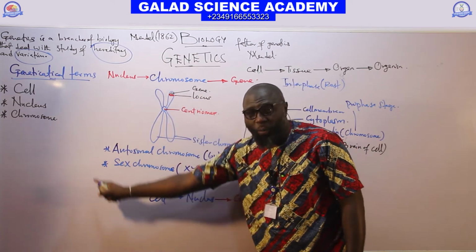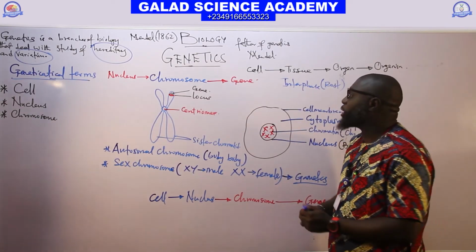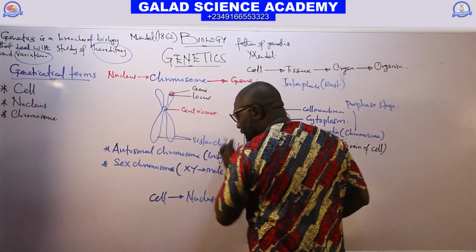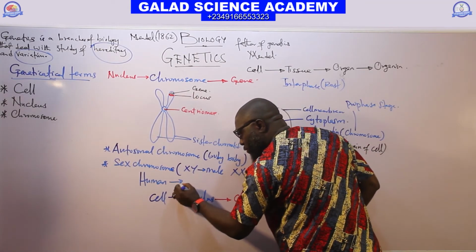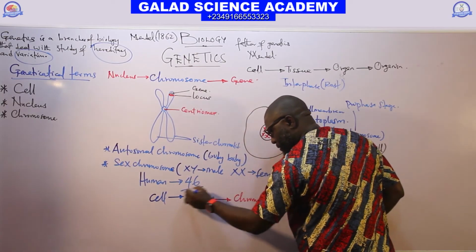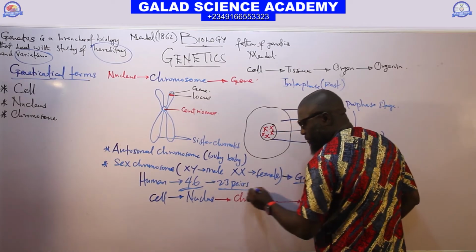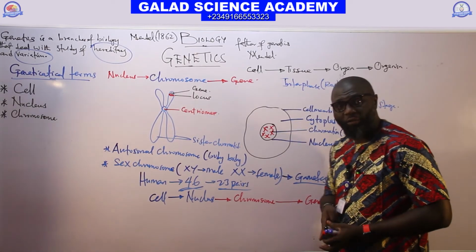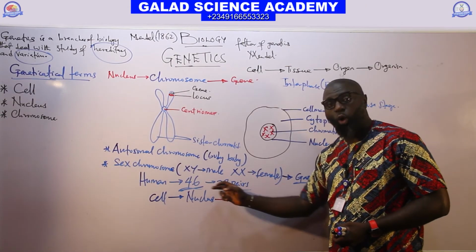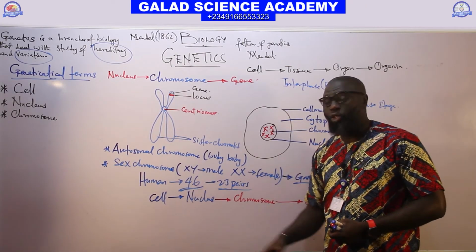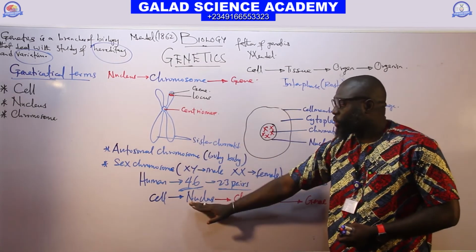And the number of chromosomes in every animal varies. The number of chromosomes in human is 46, which is 23 pairs of chromosome. We have 23 pairs, or 46. The number of chromosomes we have in human is 46. So that is all about chromosome.